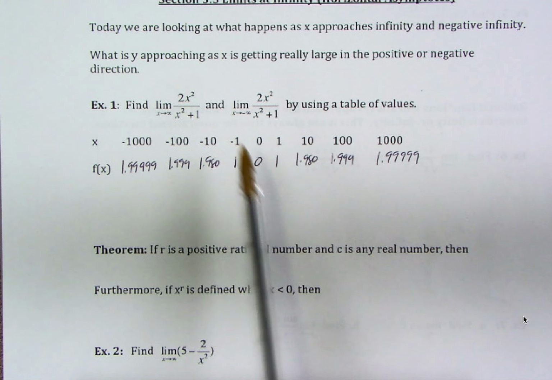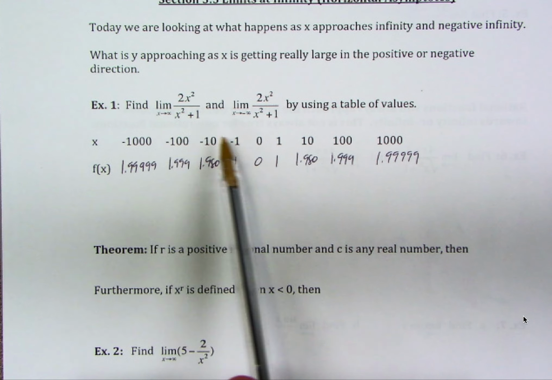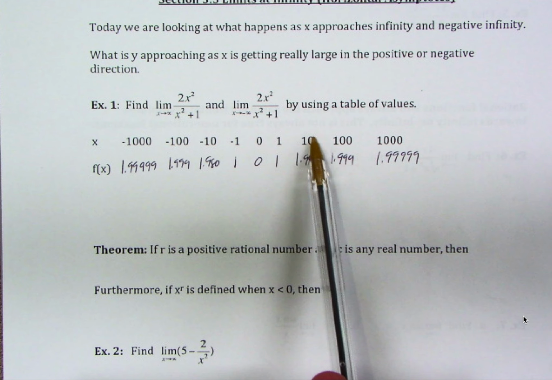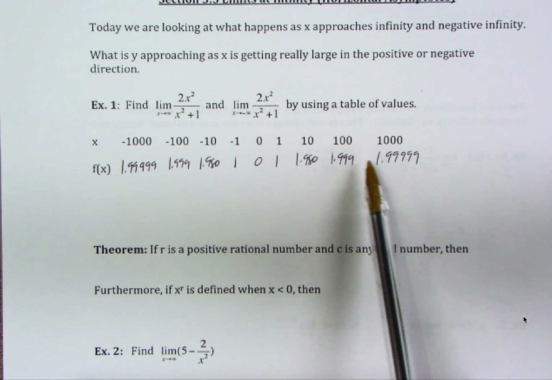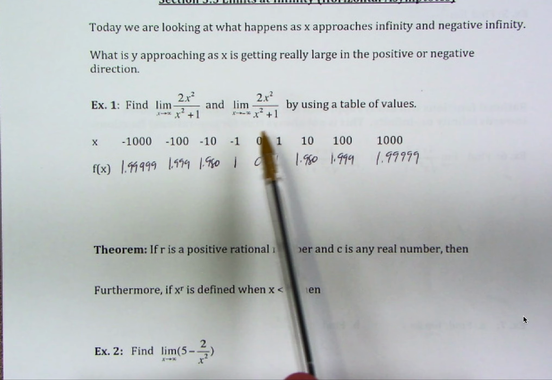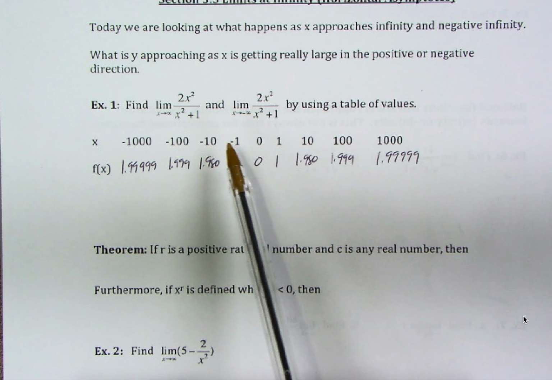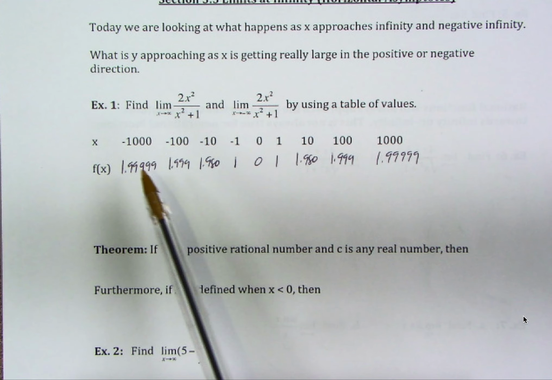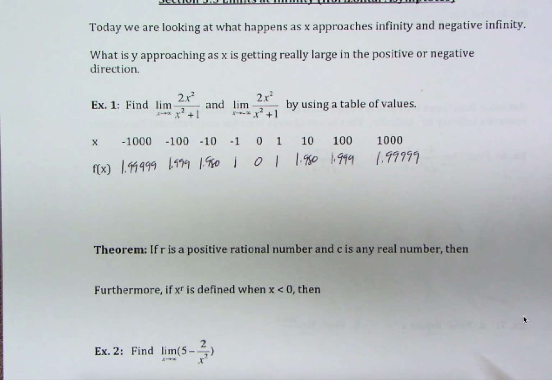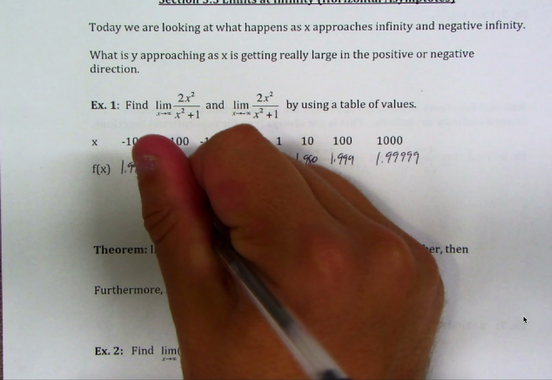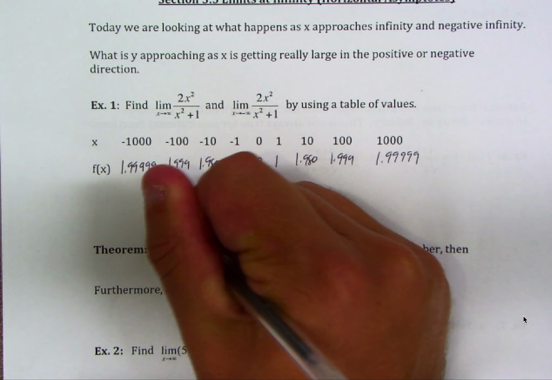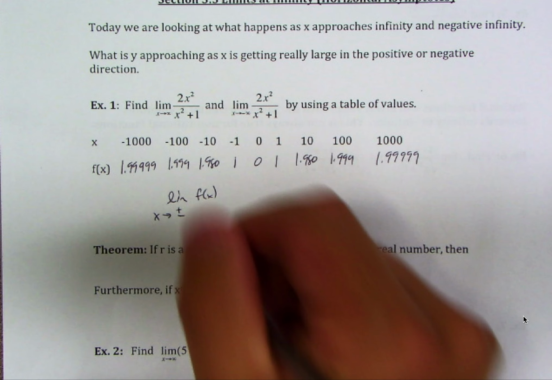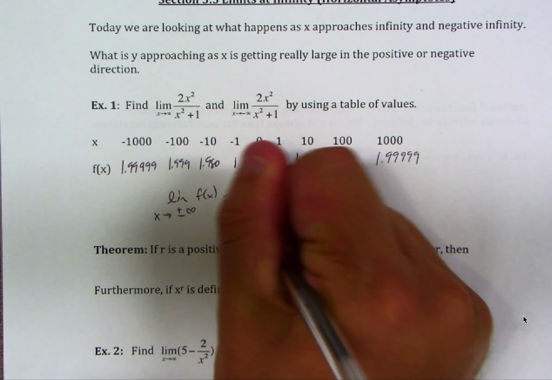But I want you to look as x approaches infinity. So basically, as x is getting really, really big, look at what the y value is approaching. The y value is getting closer and closer to 2. And as x approaches -infinity, this way, the y value is also approaching 2. So the limit of this function, we'll call it f of x just for shorthand, as x goes to positive or negative infinity equals 2.